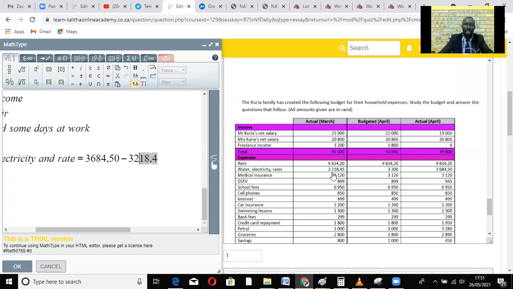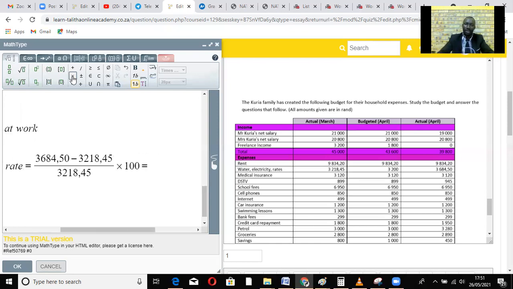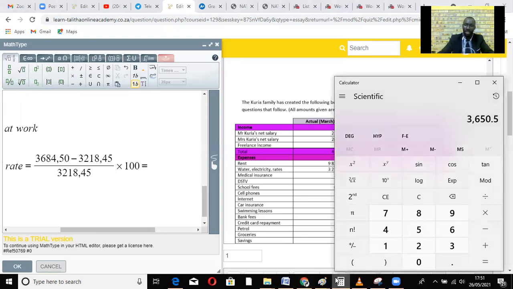Now, we are supposed to calculate this as a percentage. So we have to divide this difference by the original amount, which is 3,218.45. Then we express it as a percentage, meaning we multiply it by 100. When we do that, what we get is the amount which is required of us. Well, our calculator will help us with this.